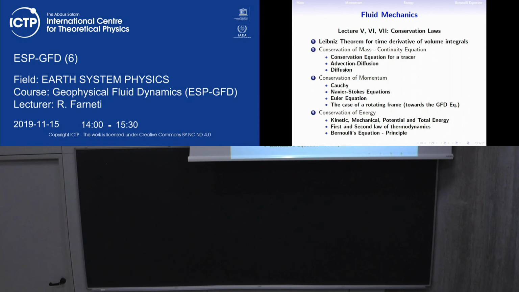And then we'll do the conservation of momentum. So we'll start from first principles. We'll derive the Cauchy equation. Then we'll derive the Navier-Stokes equation for Newtonian fluids. Those are the equations that you will use all the time in atmosphere, ocean, or solid earth. And we'll briefly introduce rotation. You will see that there's an extra term in the Navier-Stokes equation that is due to the rotation of the Earth.